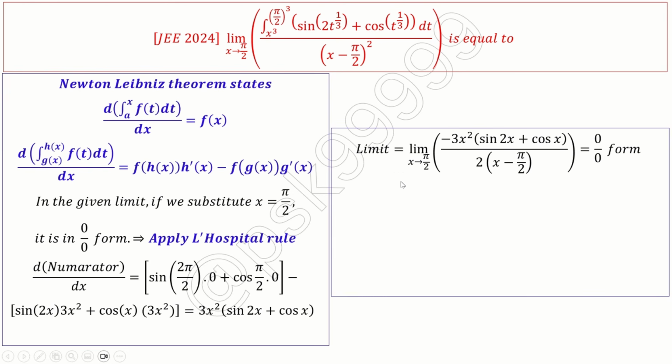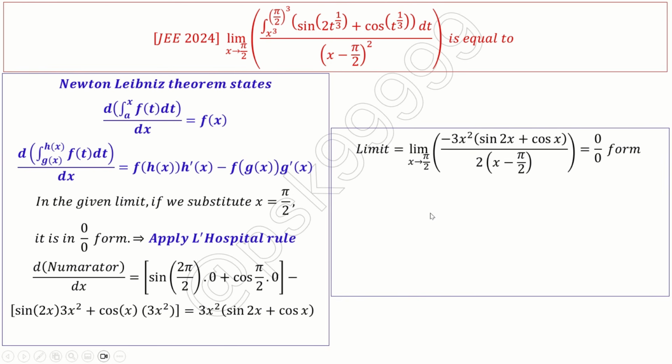Now you write the limit. So the given limit is nothing but the limit as x tends to pi by 2 of minus 3x square times sine 2x plus cos x, divided by 2 times x minus pi by 2. Okay, because this is minus, right? If you apply x equal to pi by 2, this also becomes 0 by 0.